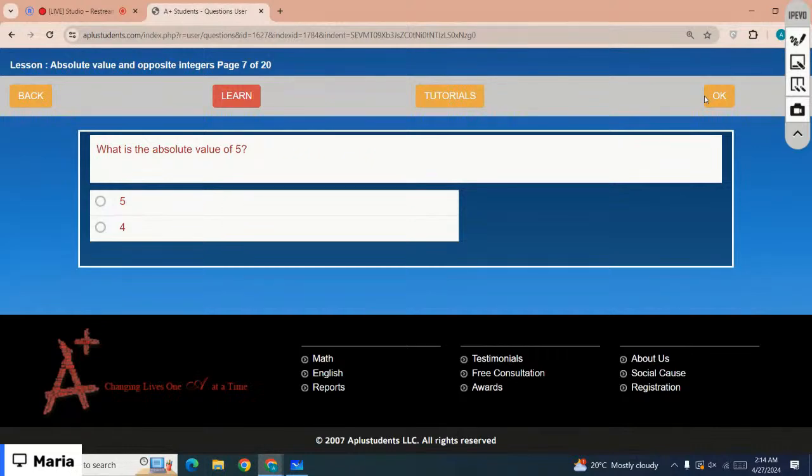Absolute values are the positive values. No negative values allowed only in the absolute value. So 5 is already positive. That is positive 5. That is an absolute value, right?